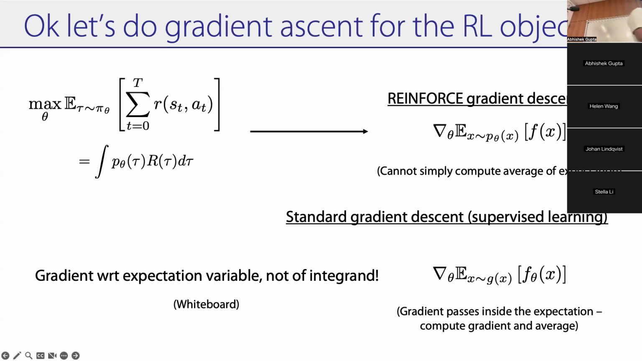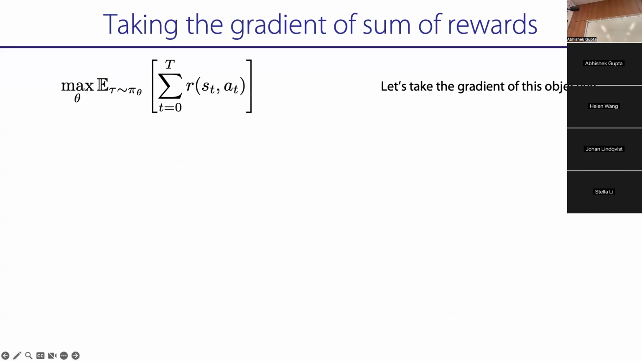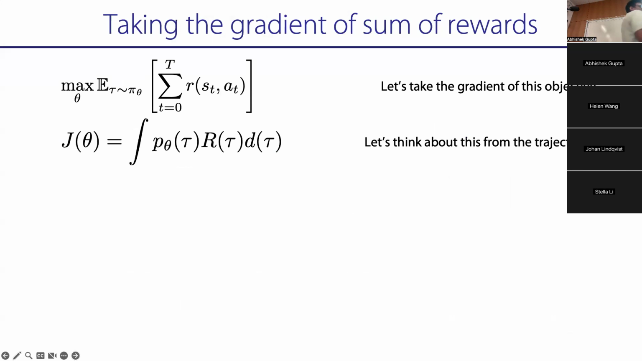Okay, so before I actually recap the math, does anyone remember how we did it? How do we deal with this expectation with a variable that depends on theta? How do we deal with that? Yeah. We divided by the thing over itself. That's right. Okay. So let's start from the top.